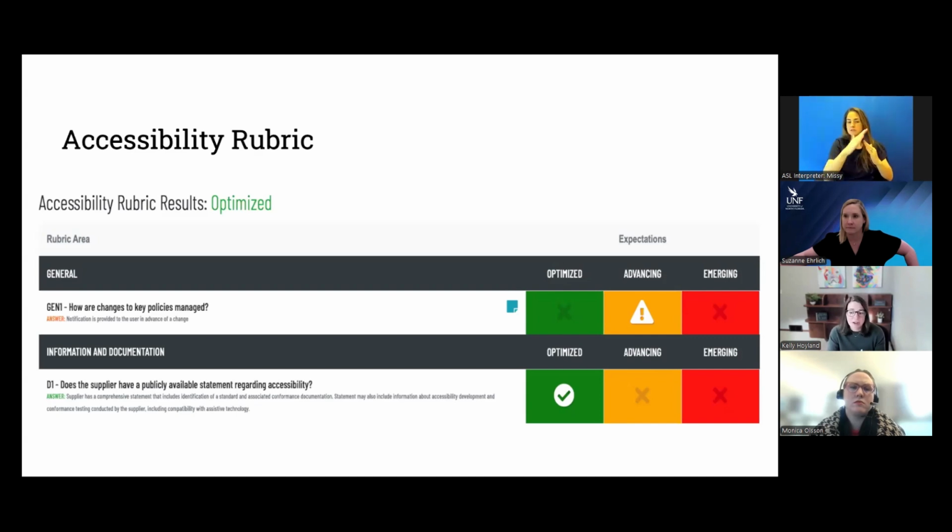So it shows you how far along their expertise is. Just because someone is marked as emerging doesn't mean they don't have anything. It just means they're in early days. Maybe they're a smaller ed tech just beginning this journey. Also in the rubric, there is the ability for them to add notes, so they can explain why they've answered the way they have and give you more information.